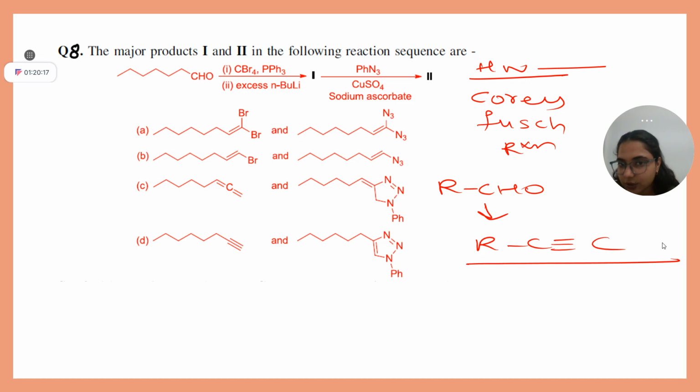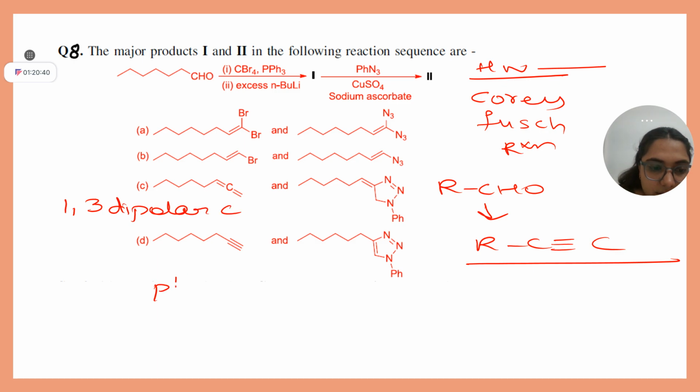Now solve this question. Your first product will be your alkyne. So D answer is correct. But the second reaction is which type of cycloaddition? As I have told you today, in today's class we will be discussing 1,3-dipolar cycloaddition. PhN3. That means it forms a dipole, right?